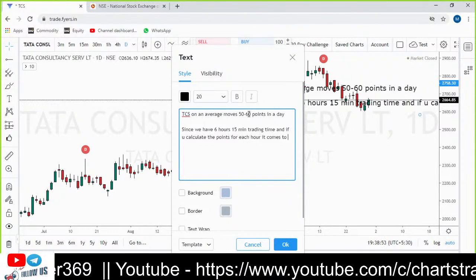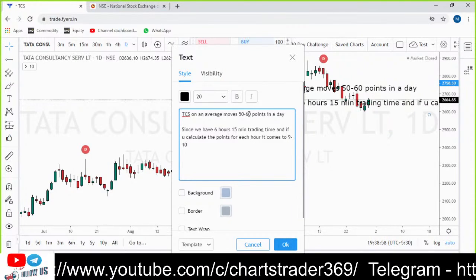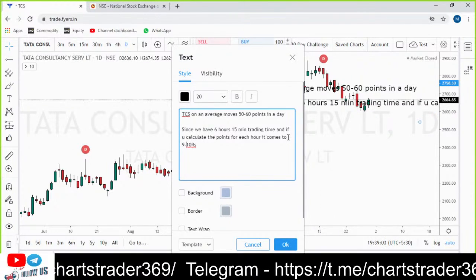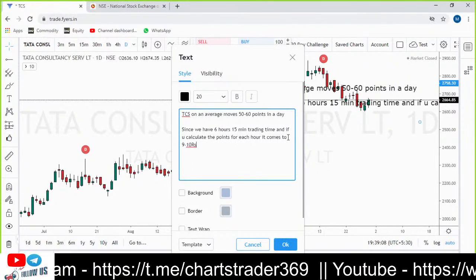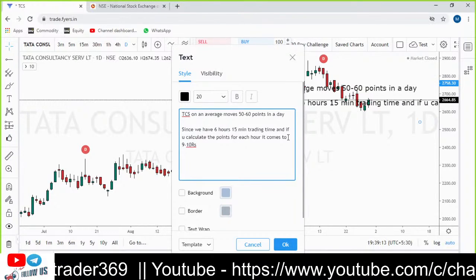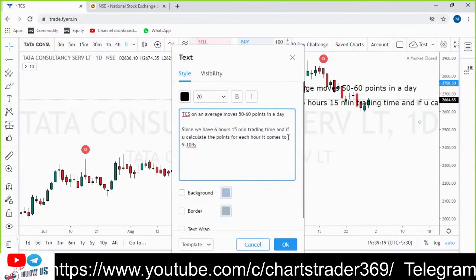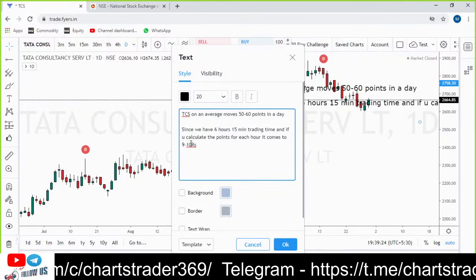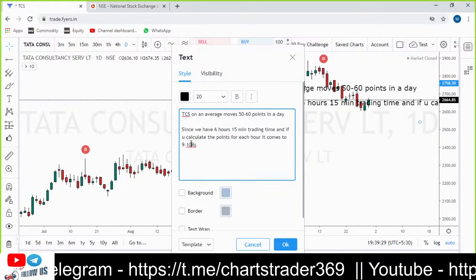It comes to, on an average, 50 to 60 points, maybe 9 to 10 rupees. Correct? If I am dividing my average movement with the trading hours. Correct? We have 6 hours 15 minutes of trading. I am just removing this 15 minutes and taking the approximate average. So we get an average of 9 to 10 rupees per hour.